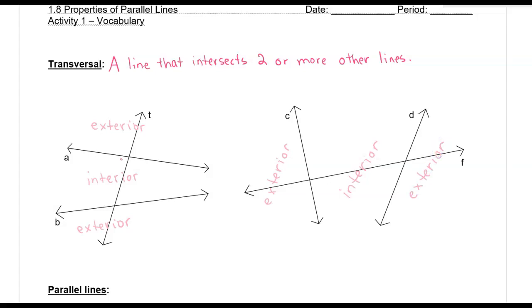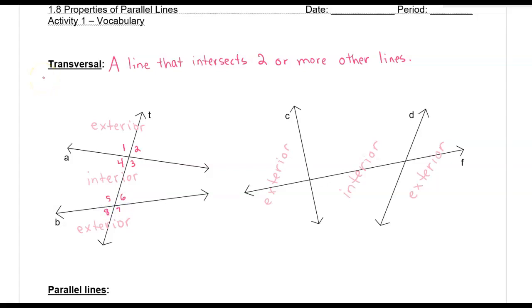I'm going to label some of the angles that were created here. So at the corner on the left here, I'm going to label that angle 1, angle 2, angle 3, angle 4. Then go down to the other intersection and we're going to label those angles 5, 6, 7, and 8. We have special angle pairs in the diagram.